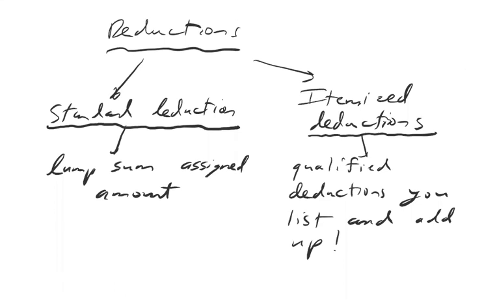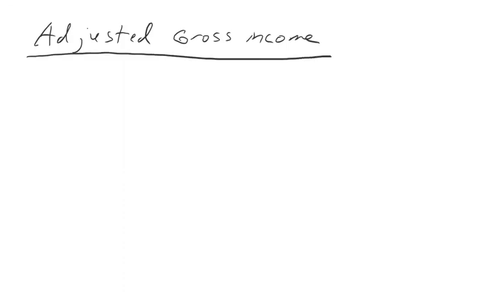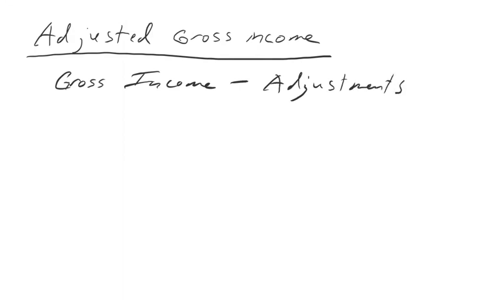So we're going to use all these terms to get a big number that we need for our taxes, which is called the adjusted gross income. And the adjusted gross income is the income that is used to figure out your tax bill for the year. The adjusted gross income is your gross income minus any adjustments you have.